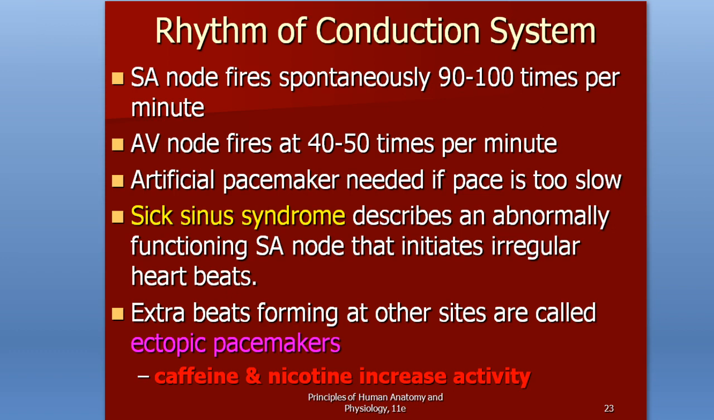So the SA node fires at about 90 to 100 times per minute, but it slows down in the AV node, and that allows the heart to fill with blood.